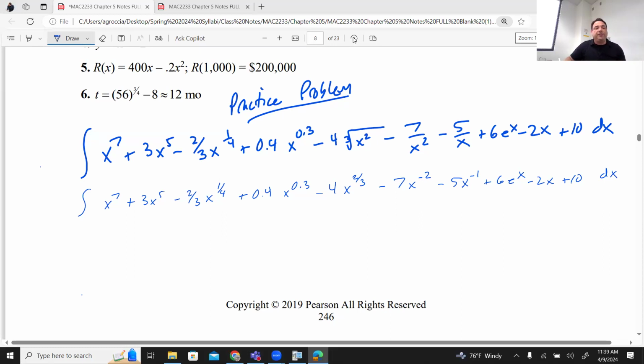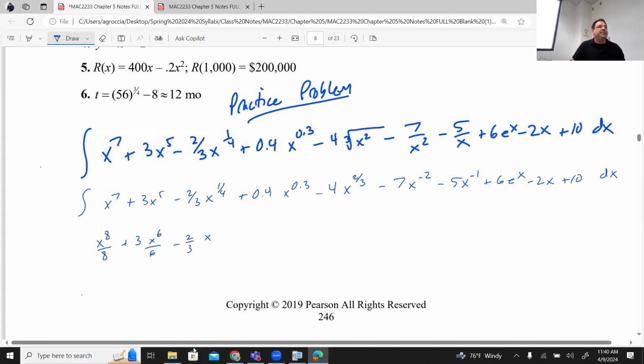Now, I don't want to oversimplify it, but how do we take an integral? Well, we add 1 to the exponent and we divide by it. That's it. If you can do the first one, you can do all the rest. There's only a couple special cases. So the next one, the 3 stays in front, add 1 to the exponent and divide by it. The negative 2/3 stays in front, add 1 and divide by it.